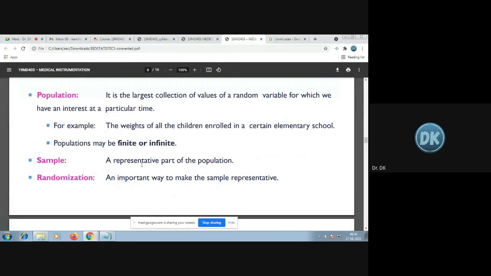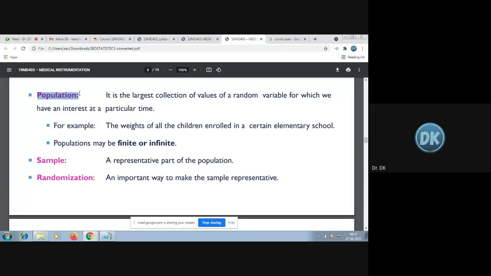Next one is sample. Sample is a representative part of the population. For example, take the same example I said before, the weight of all the children enrolled in a certain elementary school. So we have measured elementary school kids' weight. If you are going to take a sample from that population, let's say I'm going to concentrate on the kids who are studying in pre-KG. If I take the weights of pre-KG children, then it's a sample. So out of, let's say, 500 children whose weights I have taken, I'm going to take pre-KG, which is about 25 to 50 students. In that case, the 25 to 50 represents the sample.